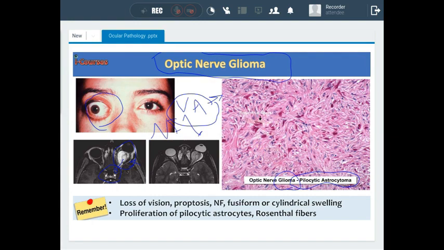Another important histopathological feature in case of optic nerve glioma is called Rosenthal fibers. The presence of Rosenthal fibers is a characteristic feature for optic nerve glioma. So again, remember, this presents with gradual swelling or gradual proptosis in the young age.